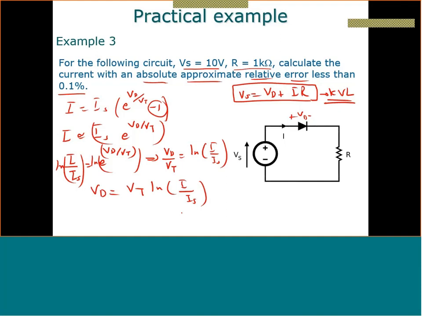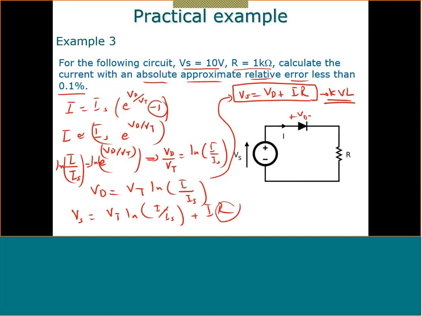Now I know this is my Vd. I will substitute this Vd in this equation. So your Vs is equal to Vt ln of I over Is, plus IR. Now, Is is a constant, Vt is a constant, and R is also a constant, R is given to you. So now I will have a nonlinear equation in terms of I. That's all. So this is my equation that I want to solve. I want to find the root for I.